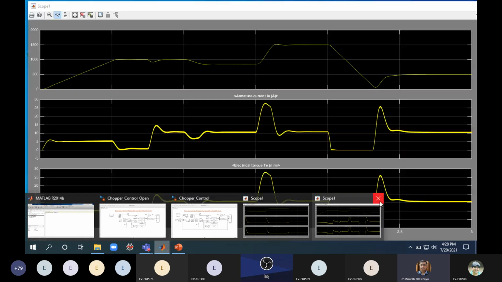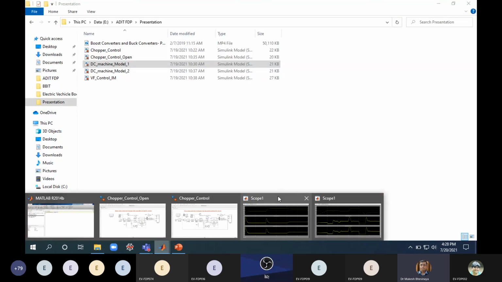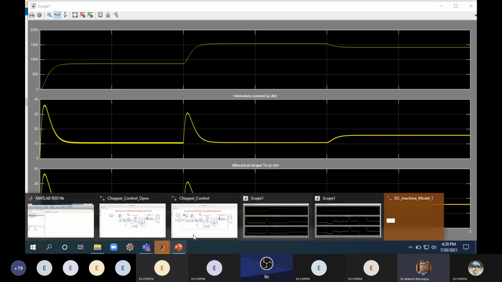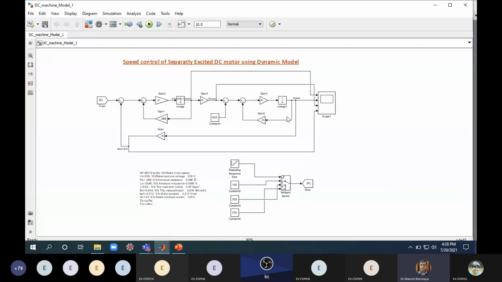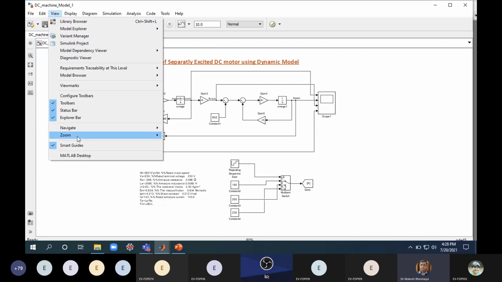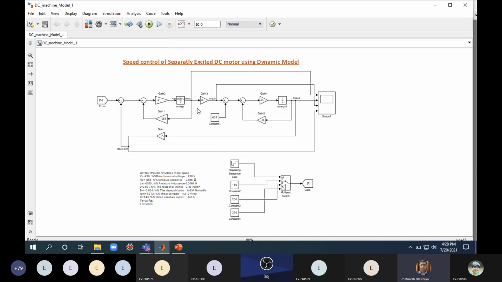It's very simple, and I generally suggest to my students, whenever they start studying DC machines or drives, not to use the ready-made model given in the simulation software. Instead, build your own, so that you will also understand the concept. This is a DC machine that I am simulating. It's a speed control of a separately excited DC motor using a dynamic model. The same type of output you will get as from the built-in models given in the simulation software.